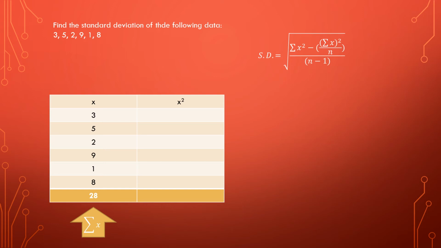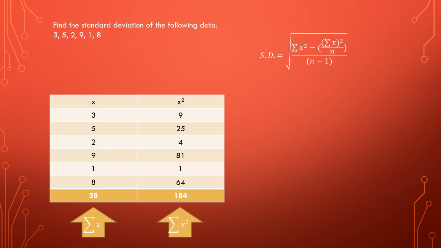What I need to do now is square all the numbers. And so when I square all those numbers, I just write it in the other column. So 3 squared is 9, 5 squared is 25, 2 squared is 4, 9 squared is 81, etc. And at the very bottom, I've added up all of them to find me my sum of x squared.